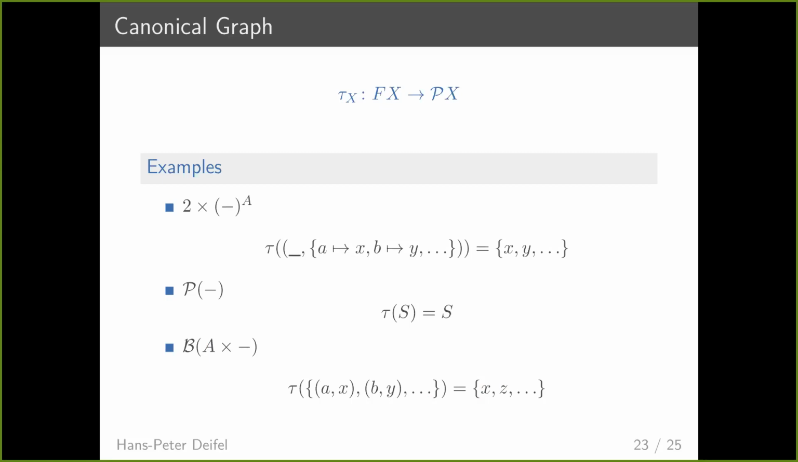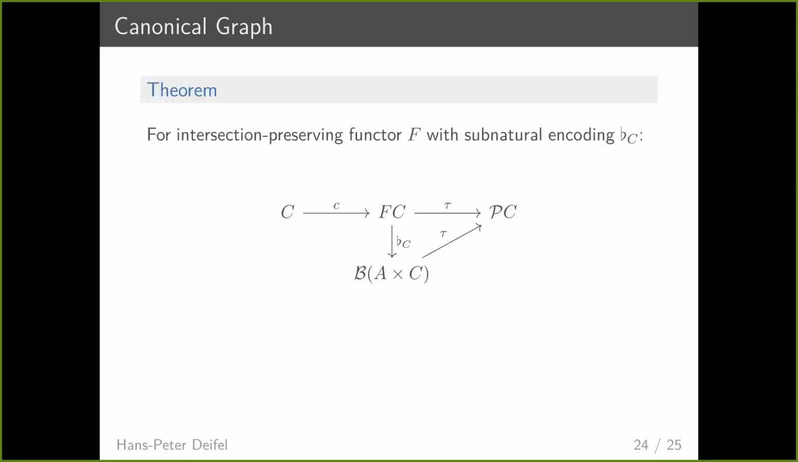Now, having tau for this Bag functor and for all other interesting functors, we can prove the following theorem. For an intersection-preserving functor F with subnatural encoding flat. Remember that subnatural encoding is already fulfilled if we have uniform encoding, which we require. Then the canonical graph of a coalgebra coincides with the canonical graph of the encoded coalgebra. So we have the coalgebra and its canonical graph should be the same as taking the coalgebra, applying the encoding function, and then taking the canonical graph of that. And now, since we know that they are the same, we can just do a standard graph search on the canonical graph of the encoded coalgebra to get the reachable part of the original coalgebra. And this is a very nice result. I still needed to prove it, but now the algorithmics are quite simple.